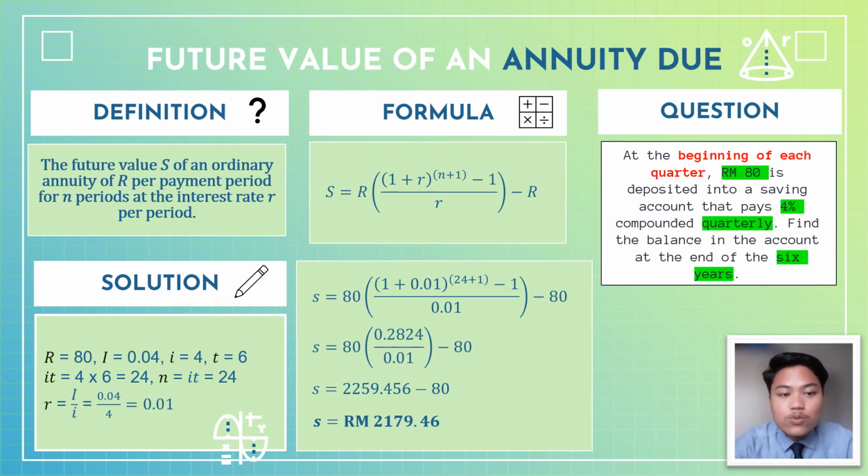The solution for this question is our R is 80 because RM 80, our r is 0.04 because 4%, our m is 4 because compounded quarterly, and our t is 6 because 6 years, and our i here is 0.01. We insert all of this information in our formula, and we get the balance in the account at the end of the 6 years is RM 2,179 and 46 cents.